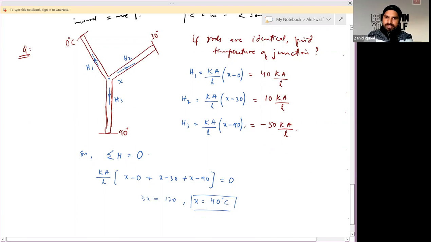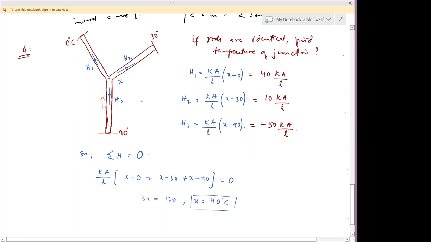It means for H3 we are getting a negative value. It means it must be inward, and H1 and H2 must be outward, so that total inward current equals total outward current. Is it clear? Yes, sir. Okay, just write it down.